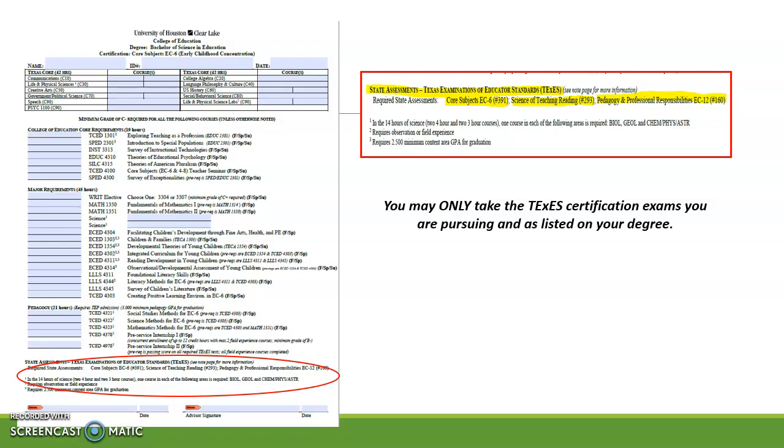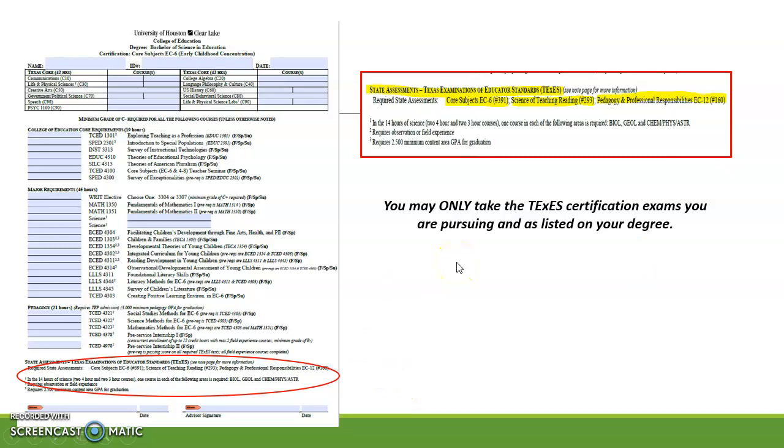So if you take a closer look at this degree plan, this is a degree plan for someone who is doing Core Subjects, Early Childhood through 12. Right here it tells you state assessments, exams. They are responsible for taking the Core Subjects, Early Childhood through 6, 391, that's one exam. Science of Teaching Reading, 293, second exam. And then the Pedagogy and Professional Responsibilities, which is Early Childhood through 12, number 160. So in this degree plan, this student would be responsible for 3 exams to present and pass.